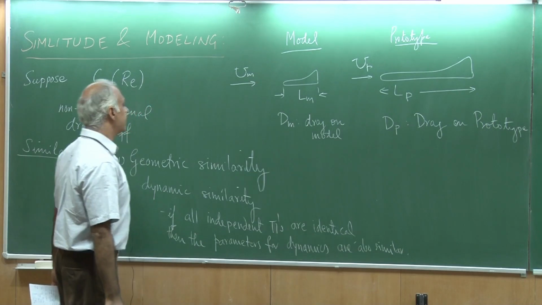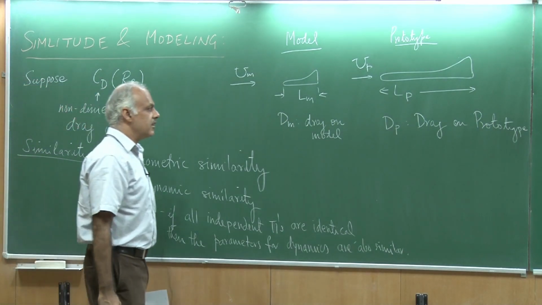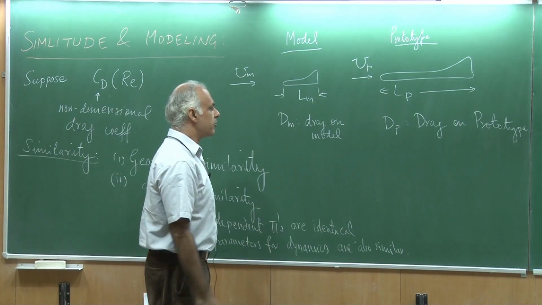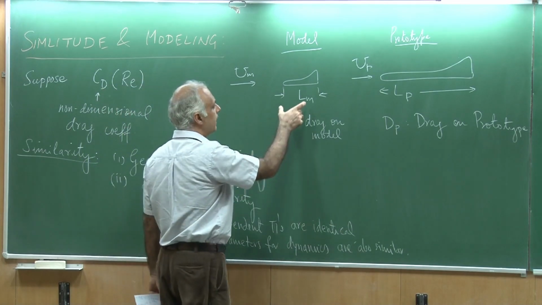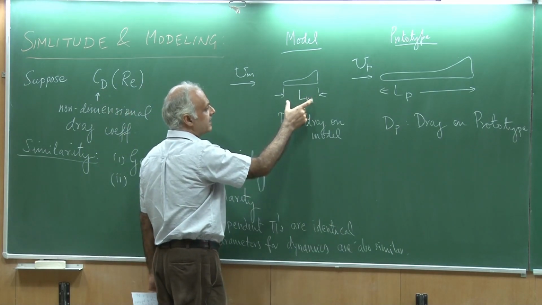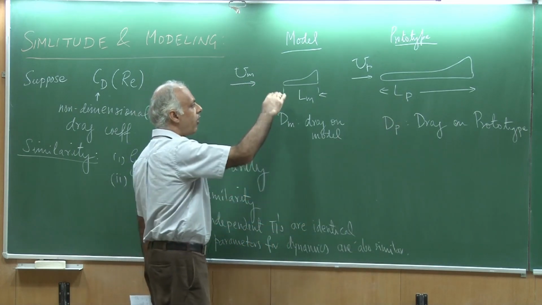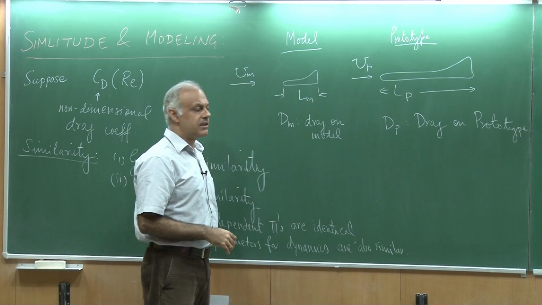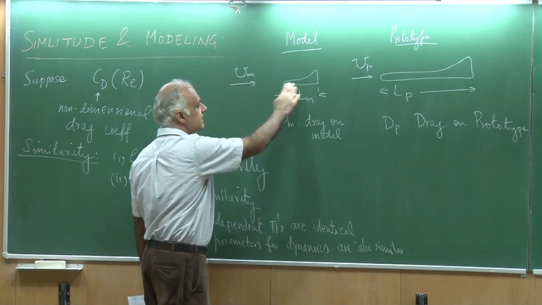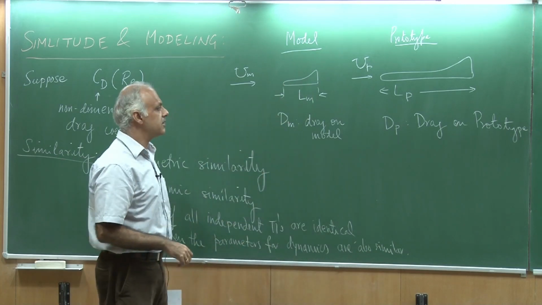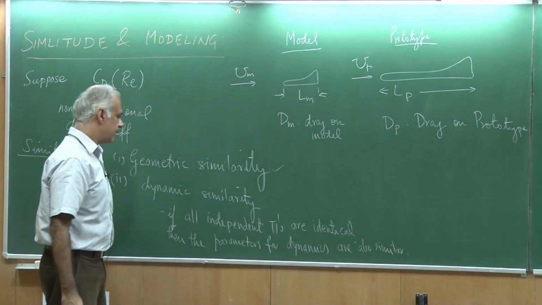And because I have assumed that CD is only a function of Reynolds number, first of all I have to talk about geometric similarity. So geometric similarity would imply that if my scale factor here is Lm and Lp, the ratio of those, then all the remaining dimensions should also follow this scale factor. All the angles should be identical, all the shapes should be identical. So that would take care of geometric similarity.